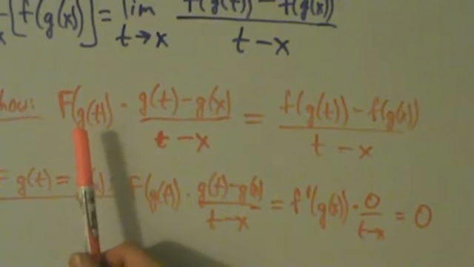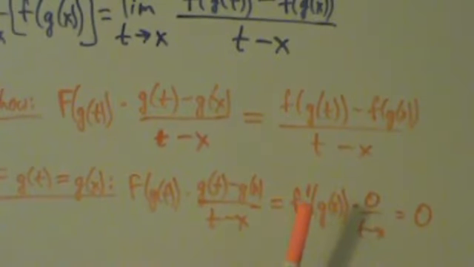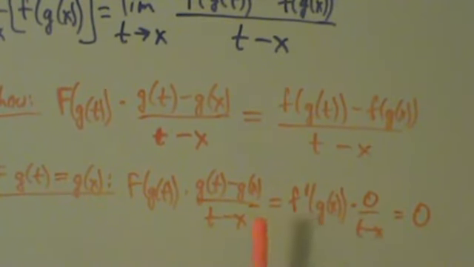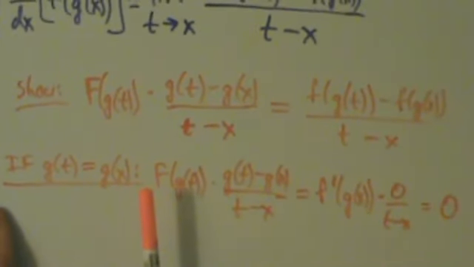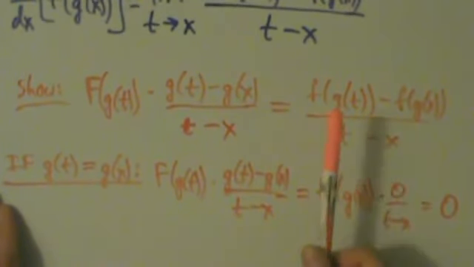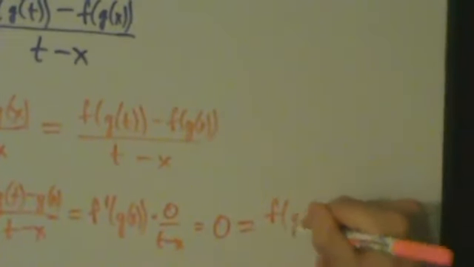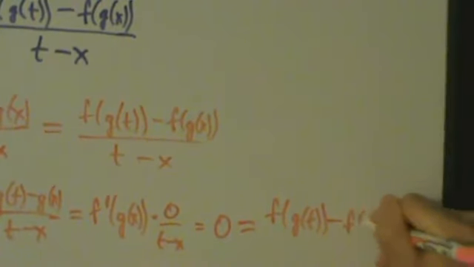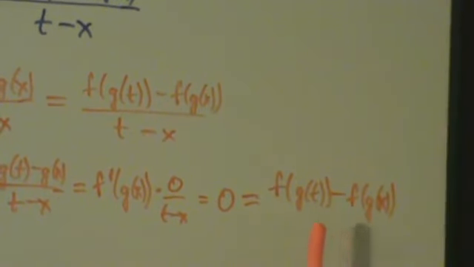We want to show that f of g of t times this whole mess equals that whole mess. We're not quite there, but actually we pretty much are. Why? Because we're assuming g of t equals g of x. Therefore, f of g of t equals f of g of x. Therefore, f of g of t minus f of g of x is 0. So this actually does equal f of g of t minus f of g of x. This is 0 because g of t equals g of x, so that automatically means that f of g of t equals f of g of x.